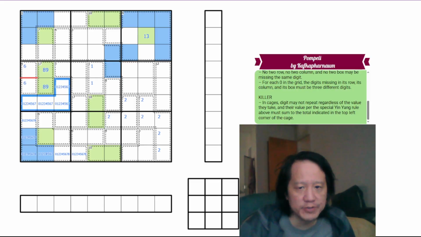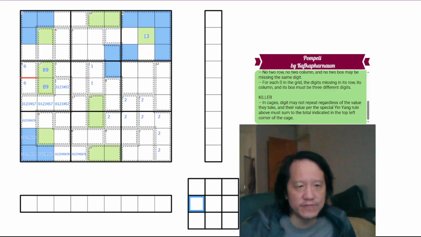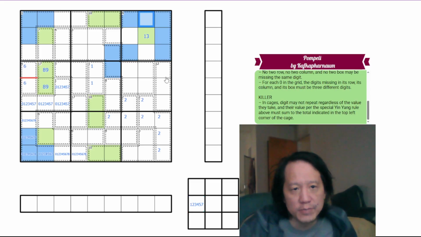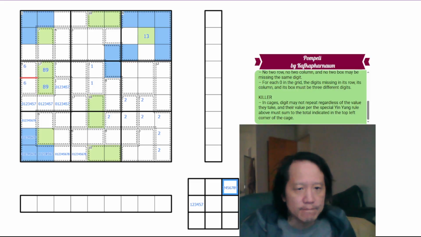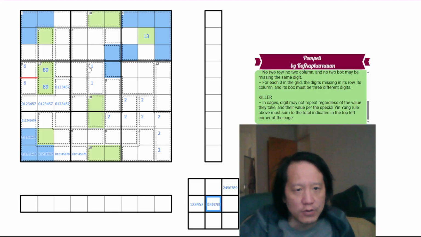So this cannot be 6 in box 4. So the missing digit in box 4 has to be 1, 2, 3, 4, 5, or 7. We obviously can't miss 0. In box 3, we're not missing 1 or 3, so 2, 4, 5, 6, 7, 8, 9. In box 5, it's 2 through 9, because we can't be missing a 1.